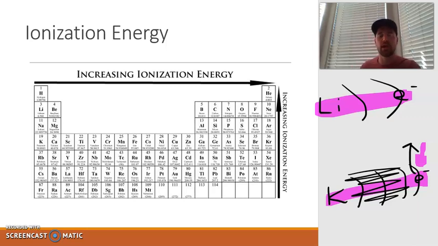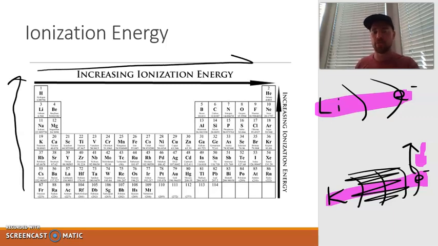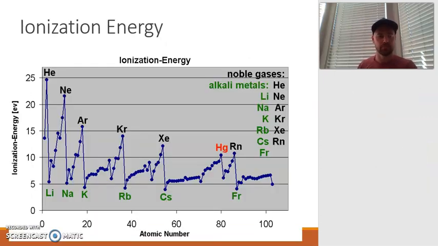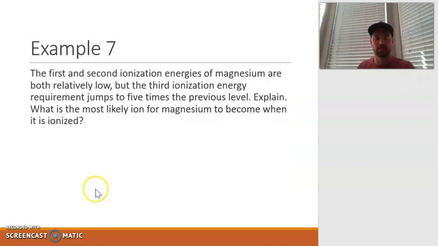So based on this trend, which element on the periodic table would have the highest ionization energy? Well, if we go up and over, helium would be the highest ionization energy. This just shows that it is a trend. You notice there are little anomalies in there, but for the most part, ionization energy does increase as you move from left to right. All right, we're going to end the video here, and we'll pick up with example 7 in the next video.